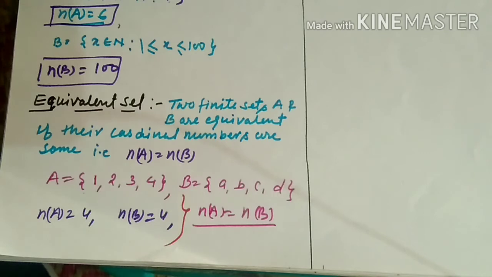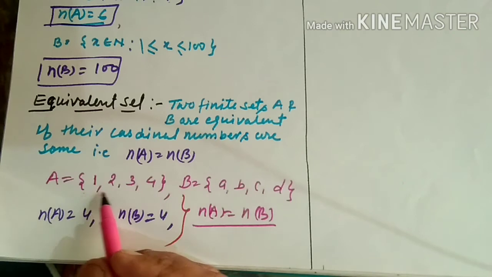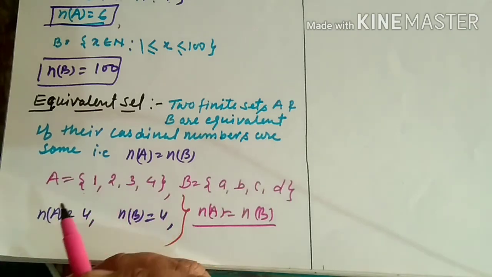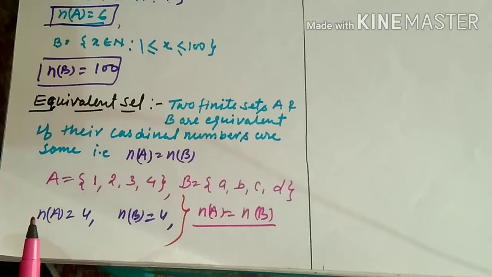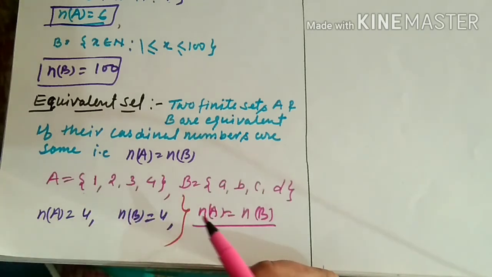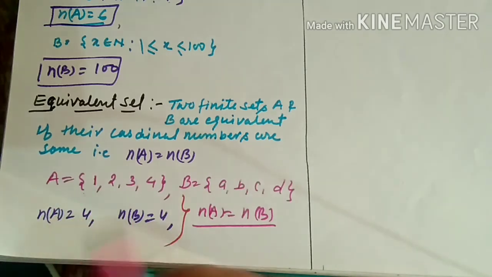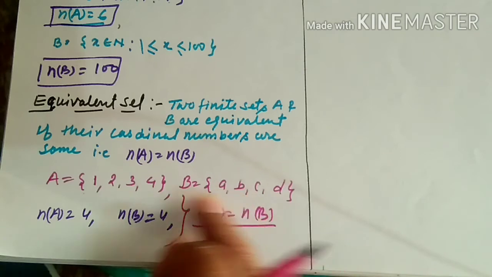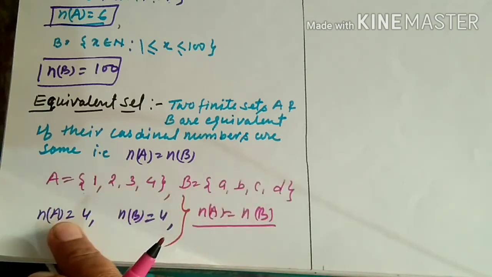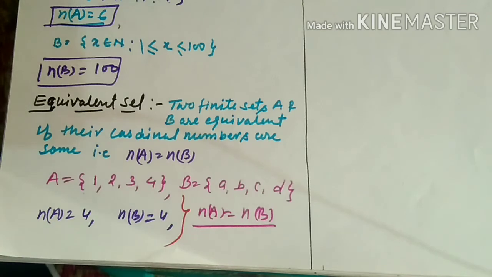One important thing to understand is that it doesn't matter what the characteristics of the elements inside the set are. सेट के अंदर कैसे एलिमेंट्स हैं, उनमें क्या रिलेशन है, हमें उनसे मतलब नहीं है. We have to relate them by the cardinal number only. So in set A we have 1, 2, 3, 4, in set B we have a, b, c, d. So they are different. The number of elements are equal but elements are not equal. Clear? So that is called equivalent set.